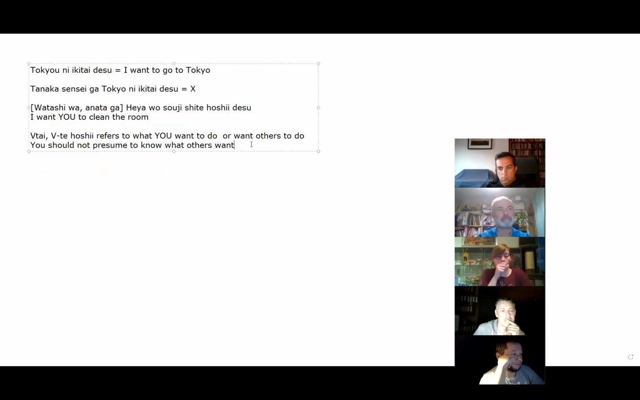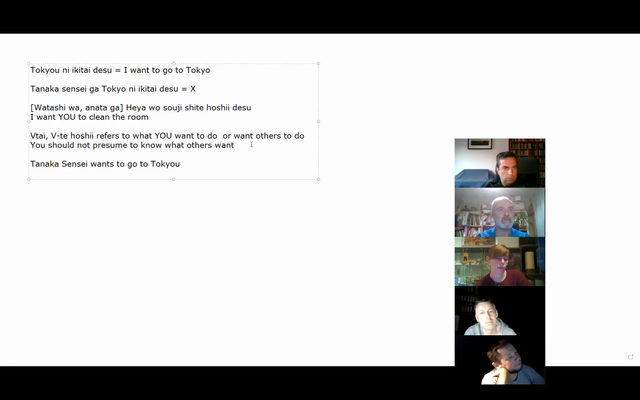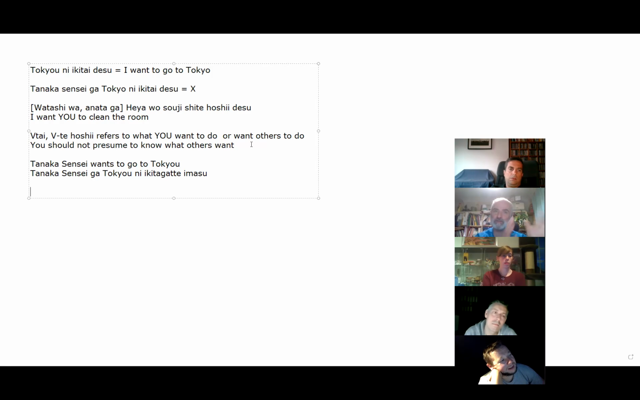There's a loophole. If you want to say Tanaka sensei wants to go to Tokyo, you use this indirect thing. Jonathan, you might have heard this actually. Tanaka sensei ga Tokyo ni ikitagatte imasu. It's just an indirect way of saying ikitai desu and making it into a kind of passive statement about them. They are wanting to go.